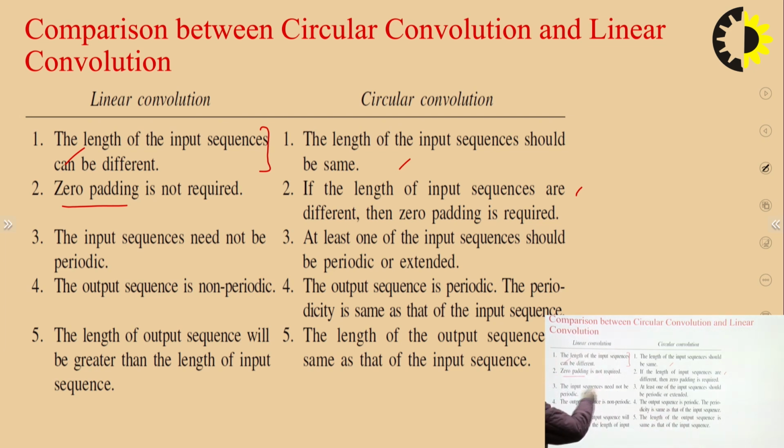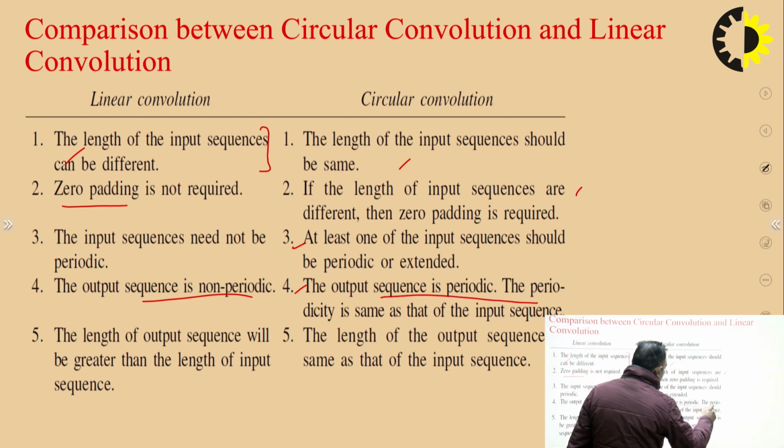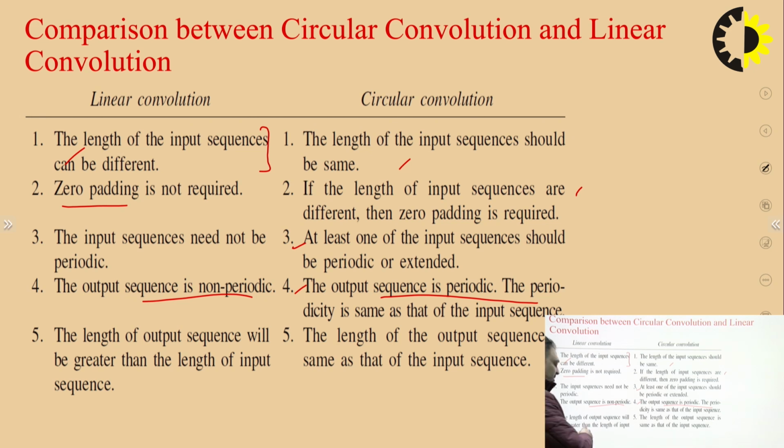In linear convolution, the input sequence need not be periodic. But in circular convolution there is a condition that at least one of the sequences must be periodic or extended. The output sequence we obtain in linear convolution is non-periodic, but in case of circular convolution the output sequence needs to be periodic, and this periodicity is the same as that of the input sequence. In linear convolution the length of the output sequence will be greater than the length of the input sequences, while in circular convolution the length of the output sequence is the same as both the input sequences.